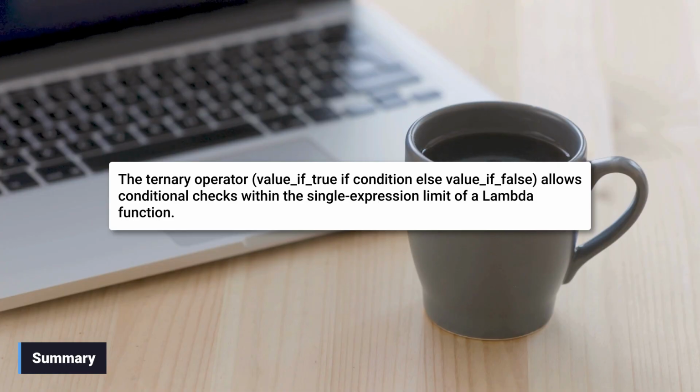To summarize, when you need a lambda to return one of two values based on a simple test, you may use the ternary operator for the job. It maintains the lambda's conciseness while providing necessary logic.